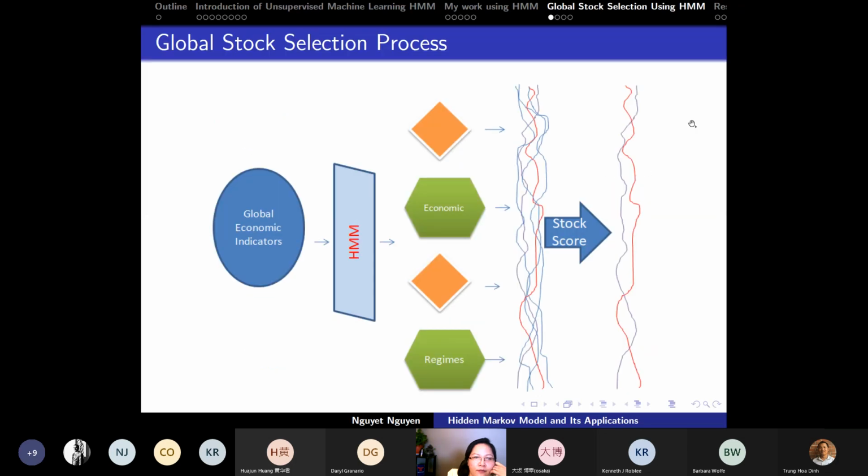Okay, so now how do we use a hidden Markov model in stock trading? First, because this is a global market, we need to consider the global economic indicators, because the stock price is driven by different economic indicators. So we need to choose some economic indicators and put them as input for the hidden Markov model. And then we will find the regimes of the economic indicators. What are the regimes? The regimes are the hidden states behind the economic indicator.